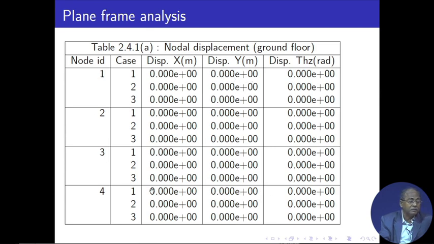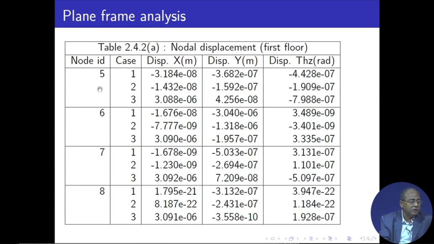So, all of them are fixed here. That is why all of them are 0, but you will get the displacement here. At the top floor you can get the displacement, this particular lateral displacement that you are getting here, you can find out.